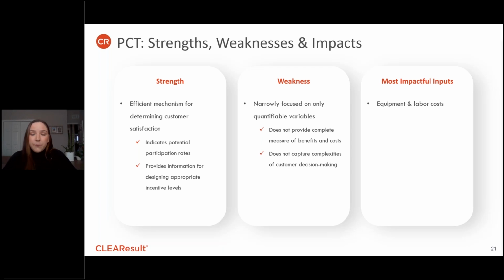The most impactful input for this one is again going to be our equipment and labor costs. We said these fluctuate a lot due to the market, due to inflation and things like that, and these can have a big impact on the participant cost test.